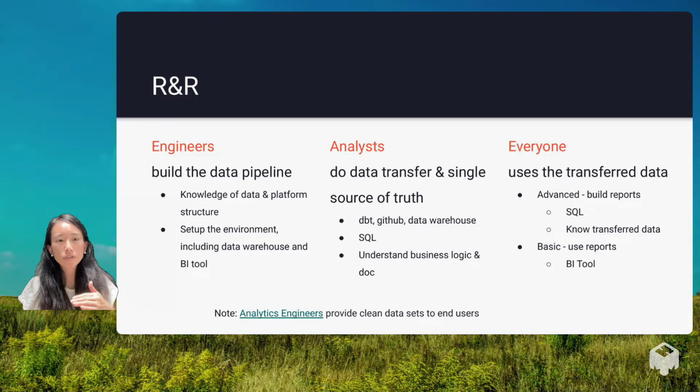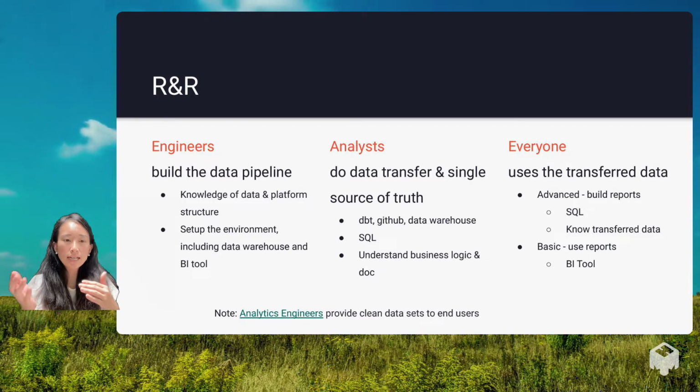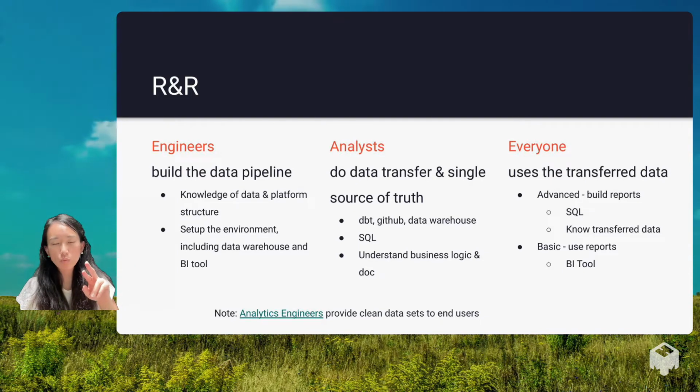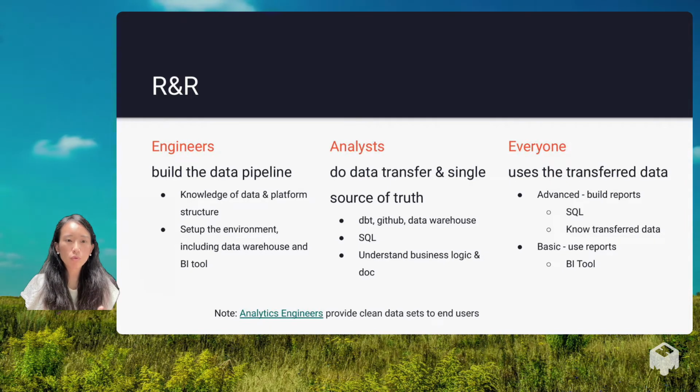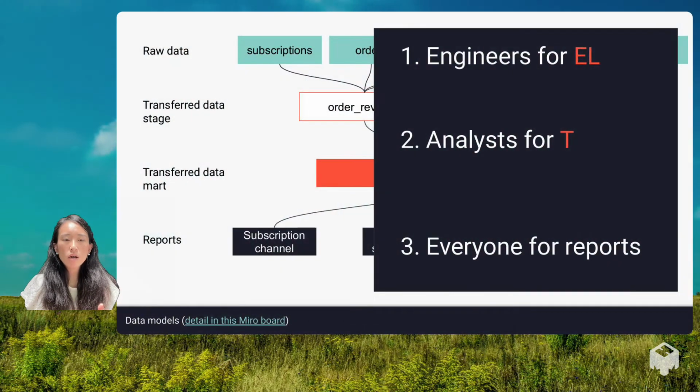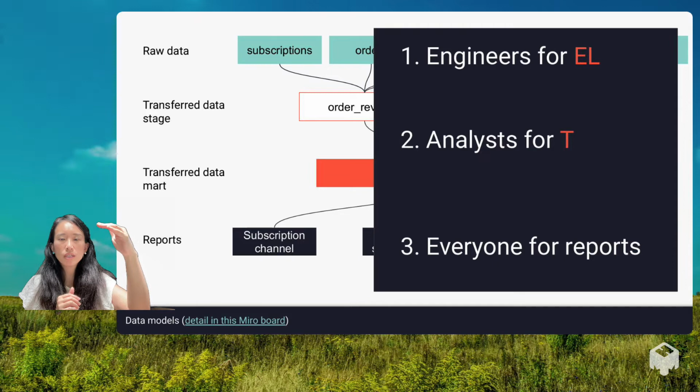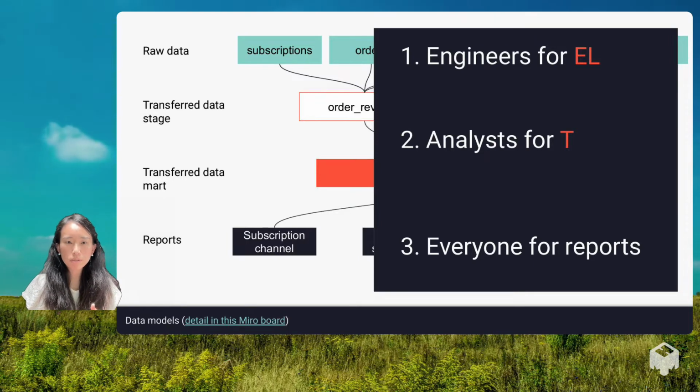So we lower the bar for everyone. They can access the data, and the data is well documented and easy for them to understand, and easy for them to change, like, oh, I want to compare this one to that one. It's easier, so they can think and analyze quickly. The response is quicker than before. So back to this chart: the engineers will cover the extract and load, the analysts cover the transfer, and everyone else just does the reports.